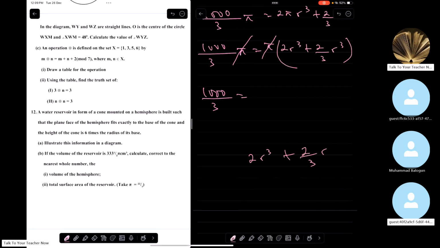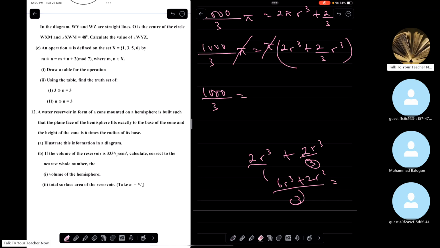This is the same as saying 2r cubed over 3. Find the LCM, 3. This is over 1, 3 times 2r cubed, that's 6r cubed. 3 in 3 is 1 times 2r cubed, 2r cubed. And that's 8r cubed over 3. Do you understand? So that's 8r cubed over 3.